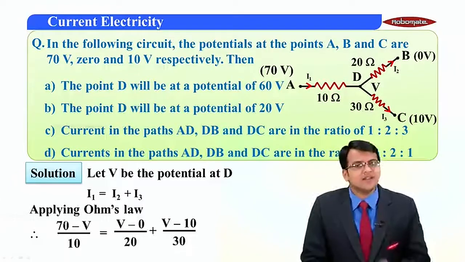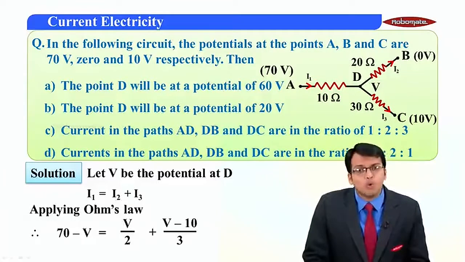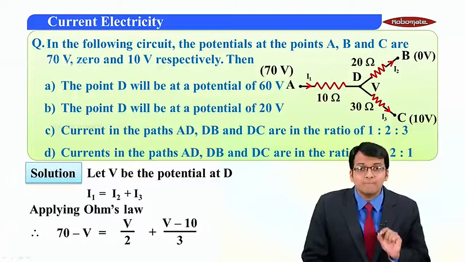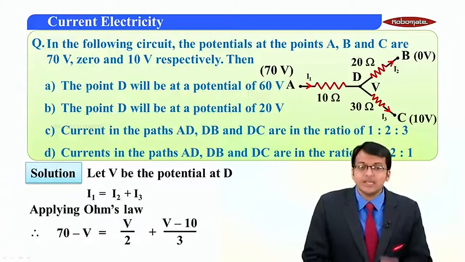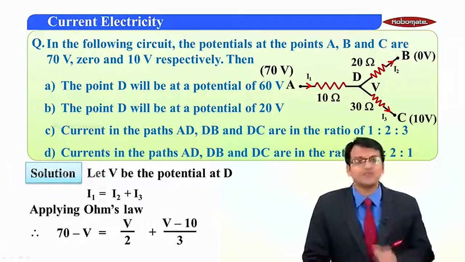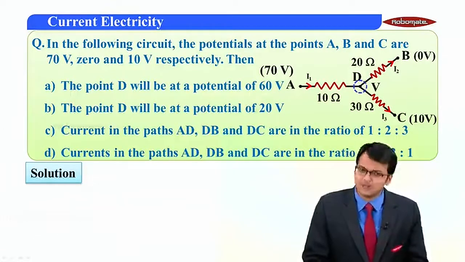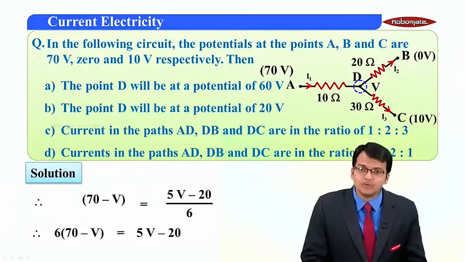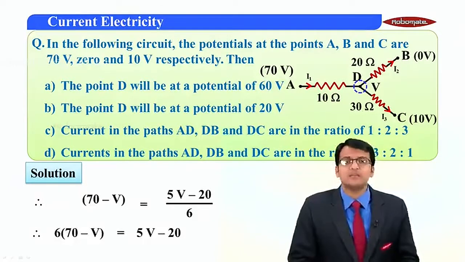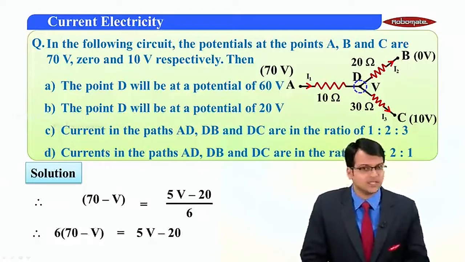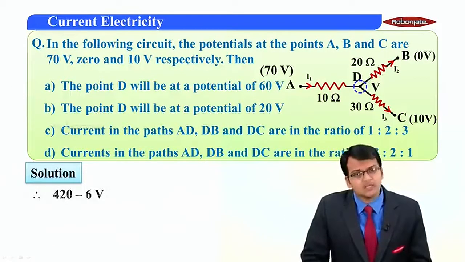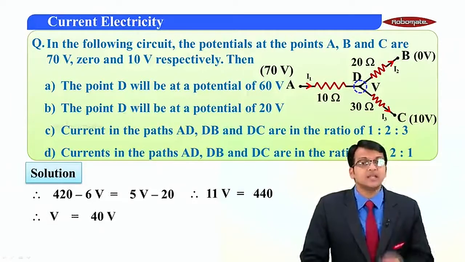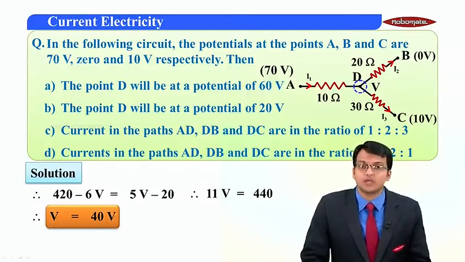Now, when you simplify this equation, dear students, what you will get is (70 minus V) is equal to V by 2 plus (V minus 10) upon 3. Now, can you guess? This is one equation and one unknown, so I'm supposed to find the value of V at D. So, when you simplify and take the LCM, what you will get is 6 into (70 minus V) is equal to 5V minus 20. And moving ahead with solving the equation, dear students, lastly I will get that V turns out to be 40 volts.